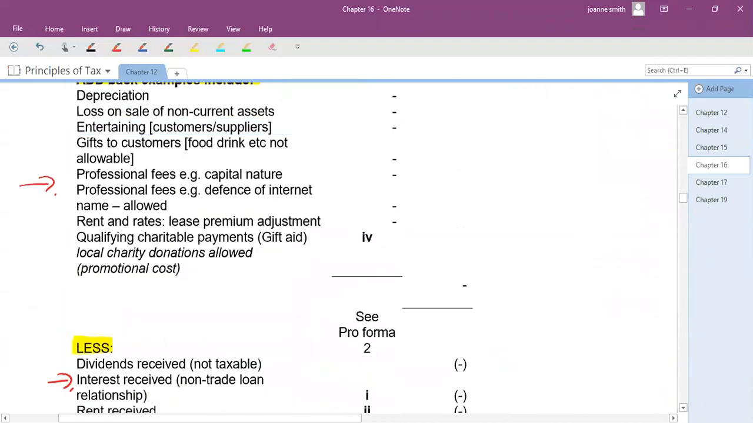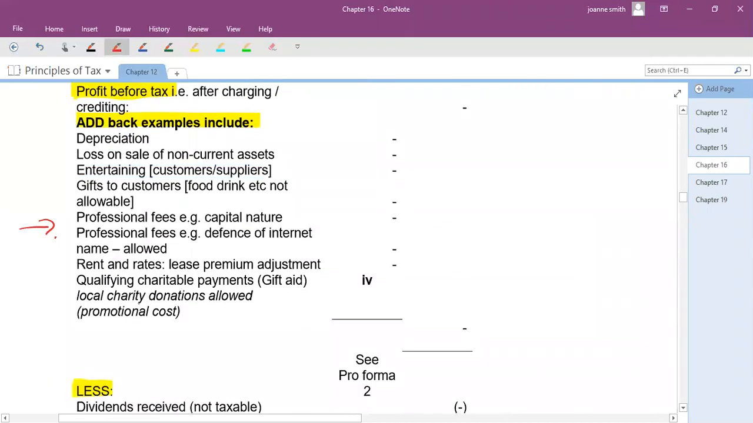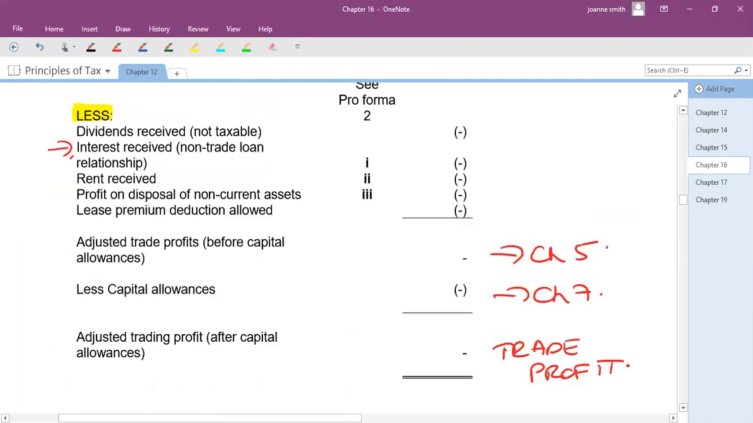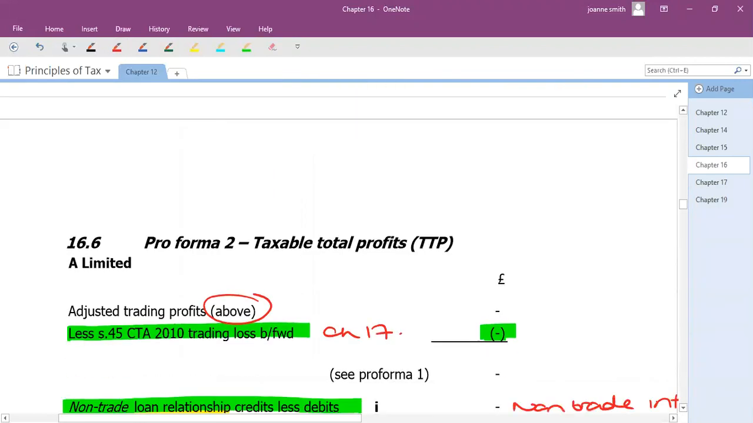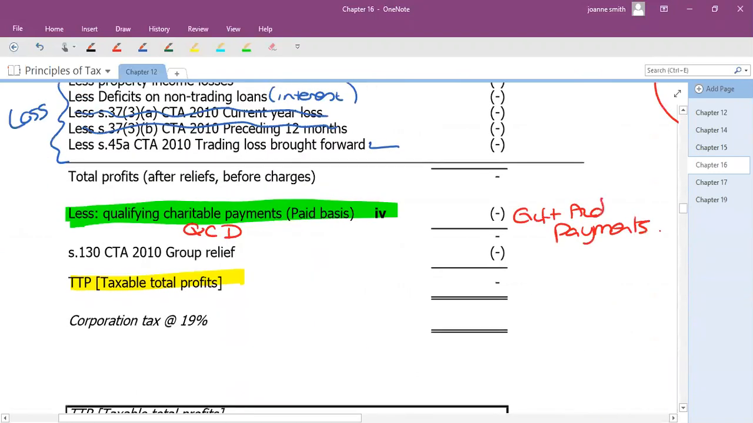So up here in the trading income, if we had any gift aid, we disallowed them because they're not to do with the main trading activity. The only charitable payments we allow for a company is local donations. So we disallowed them up there, but we are allowed to deduct them if we've got some profits. Obviously, if we haven't got a profit, you can't deduct them, and you can't get relief for them. So that's why they're done much lower down.